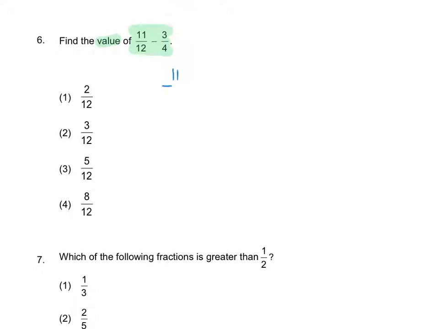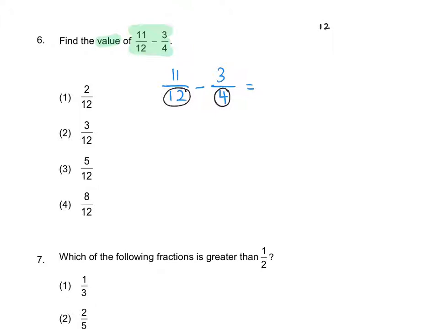11/12 minus 3/4. Now when we add or subtract fractions, it's very important that what must remain the same? The denominator must be the same. So between 12 and 4, what must I change both of them to? I need to find the common multiple.